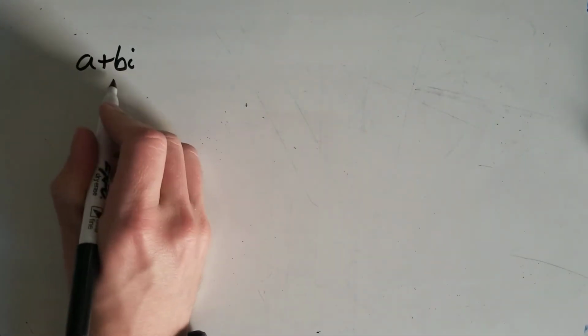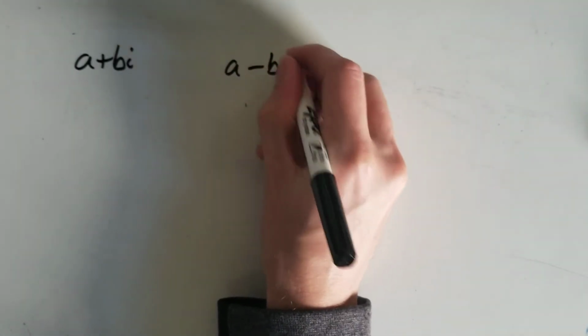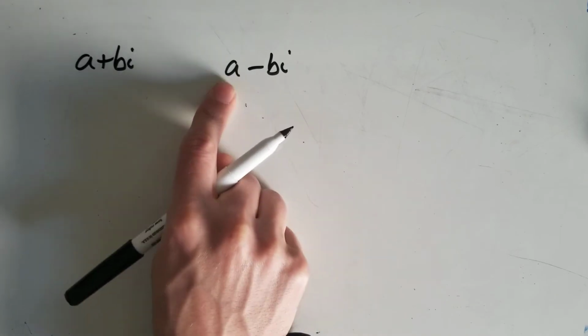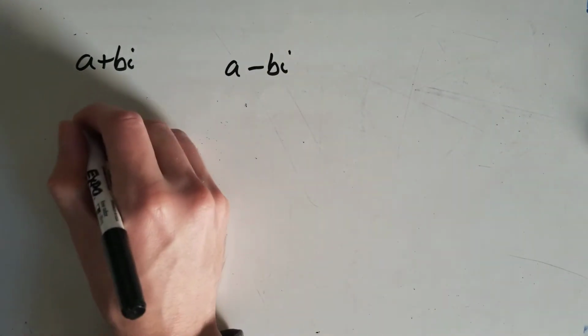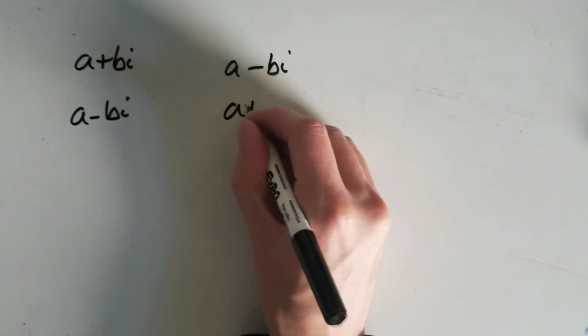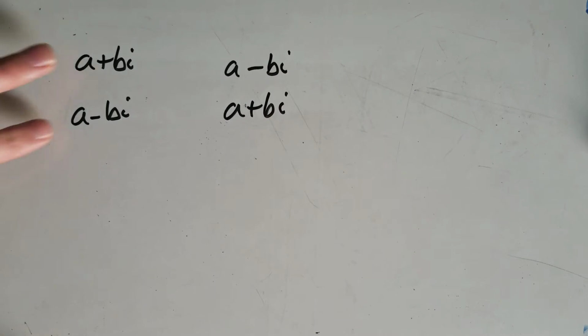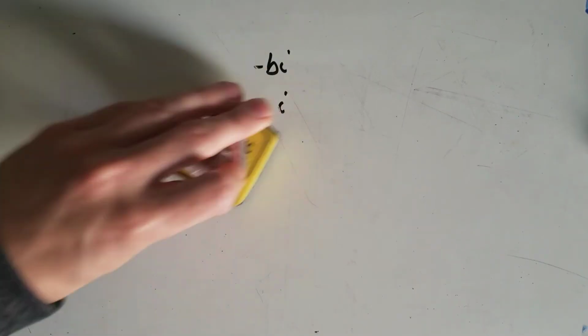So if you have a complex number, a plus bi, the conjugate is just going to be a minus bi. So the real part's going to stay the same, and the imaginary part's just going to become the opposite. If you had a minus bi, the conjugate would be a plus bi. So this is what you started with. These are the conjugates for each one. And that's what we're going to need to get the i's out of the denominator.